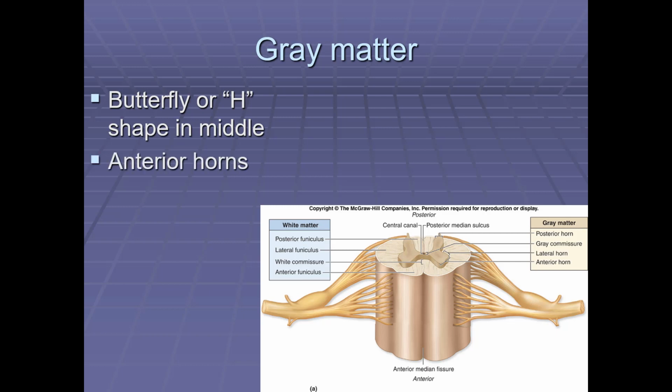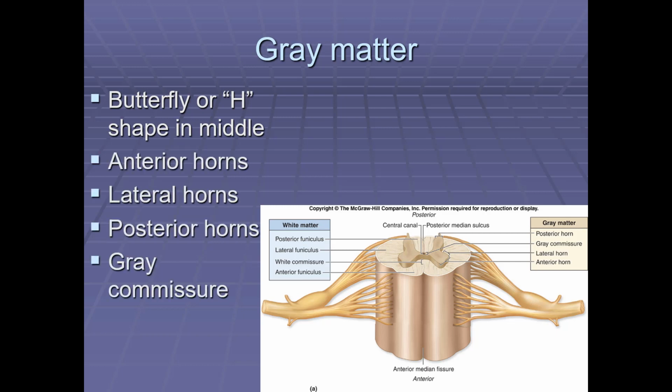All right, like we said earlier, the gray matter is shaped like the letter H, and the regions of gray matter within the spinal cord are called horns. So you have anterior horns, lateral horns, and posterior horns. Then this little part of gray matter that connects the two sides is called the gray commissure. In the middle of the gray commissure is the central canal. So horns: posterior, lateral, anterior.